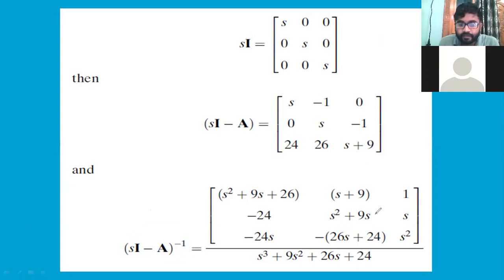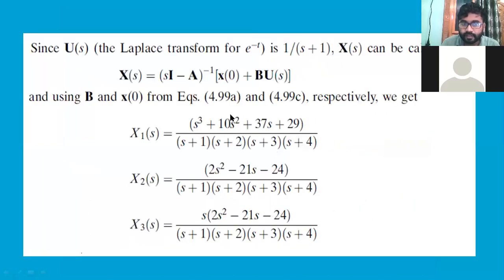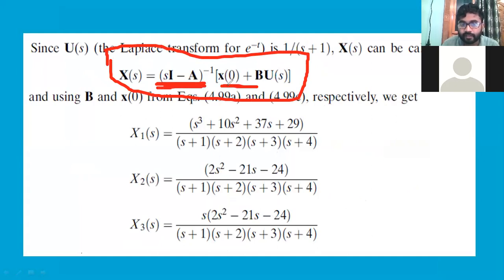So after obtaining (sI minus A) whole inverse, the next step is to substitute it in the state solution. This is the main equation. In this main equation, you have to first calculate this. And this X(0) is the initial conditions matrix given to you in the problem itself. U(s) is the Laplace transform of the input. U(t) is the input, and the Laplace transform of the input is U(s).